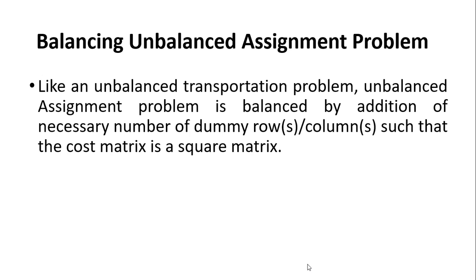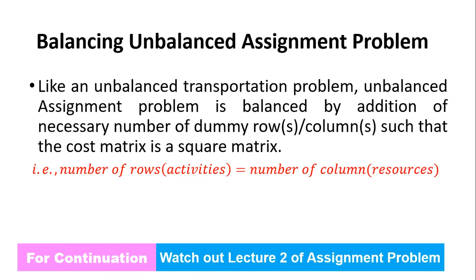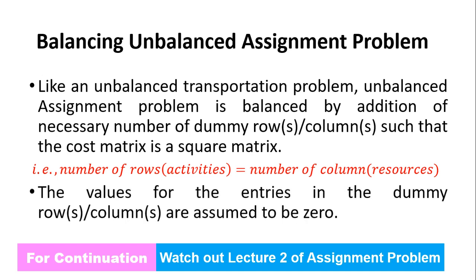Remember, I insist again, in assignment problems, the number of tasks should be equal to the number of persons or machines or resources that should perform those tasks, okay. So if the number of tasks is less than the number of resources, then you need to add a dummy activity. And if the number of resources is less than the number of tasks, we add a dummy resource. Okay. So the values for the entries in the dummy row or column are assumed to be 0.